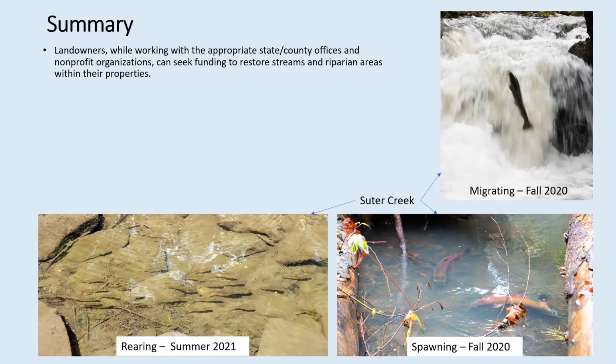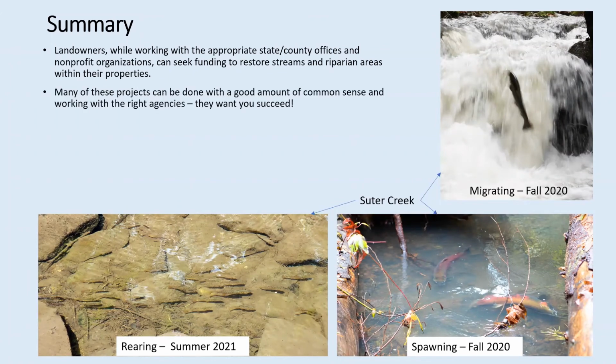So landowners, while working with the appropriate state and county offices and nonprofit organizations, can seek funding to restore streams and riparian areas within their properties. Many of these projects can be done with just a good amount of common sense and working with the right agencies. These folks want you to succeed, really. I've always worked with some great professionals.